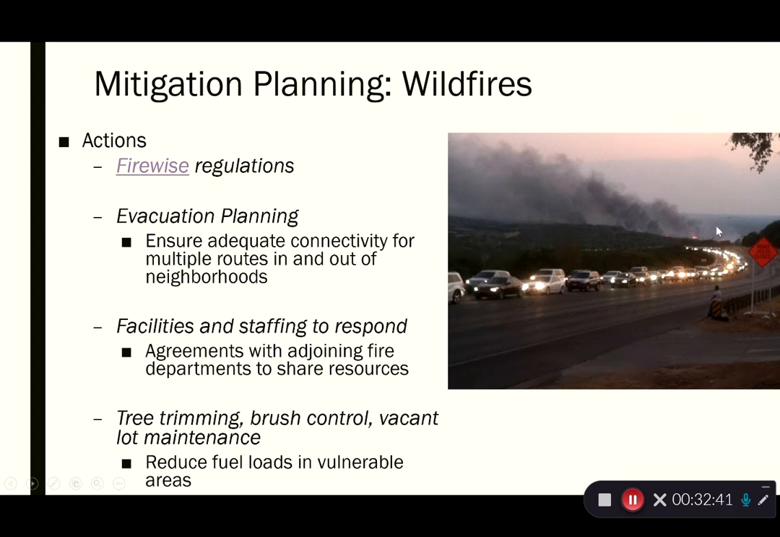So again, these are issues that need to be thought out prior to a disaster happening, to make sure that you have plans in place to get people out safely and get the emergency workers in so they can deal with the disaster. Making sure you have proper facilities and staffing, and things like tree trimming, brush control, and vacant lot maintenance can have an enormous impact because you're reducing the fuel load for potential fires.